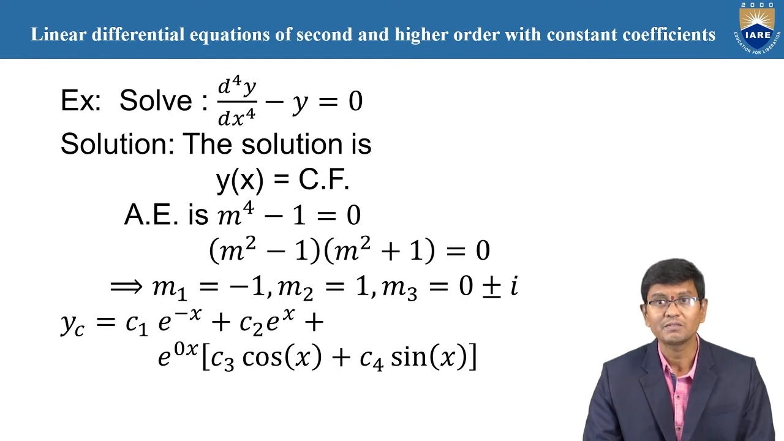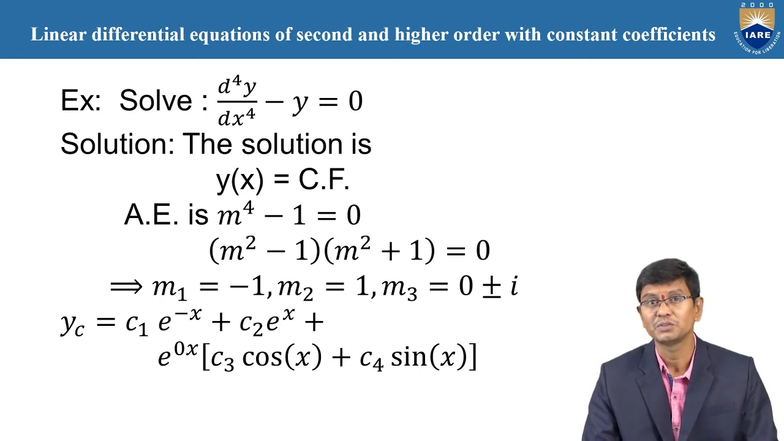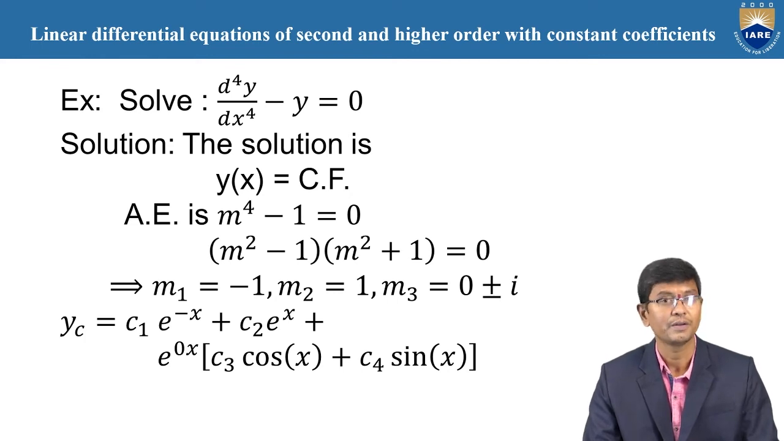By using the case of the solution, the different roots give c1 into e power of minus x plus c2 into e power of x only. And plus 0 plus or minus i is handled by using the complex roots case. Under the complex roots, alpha, the real part, is 0. The imaginary part beta is equal to 1.